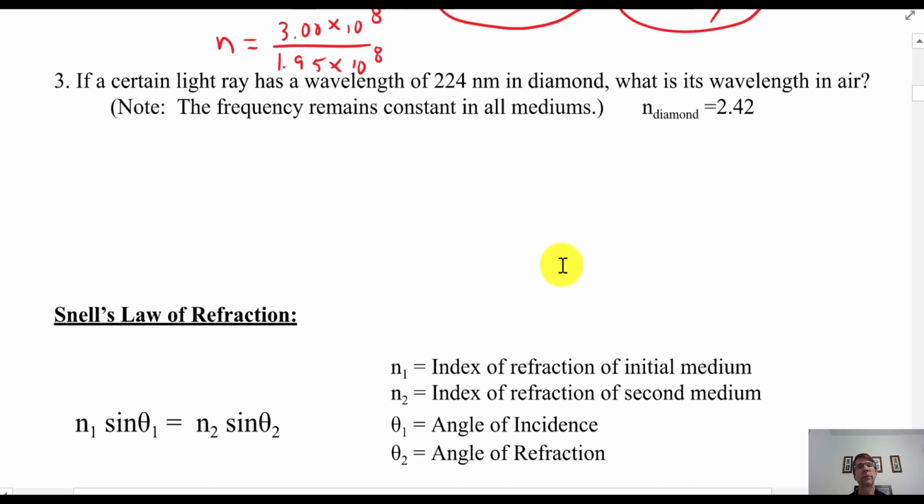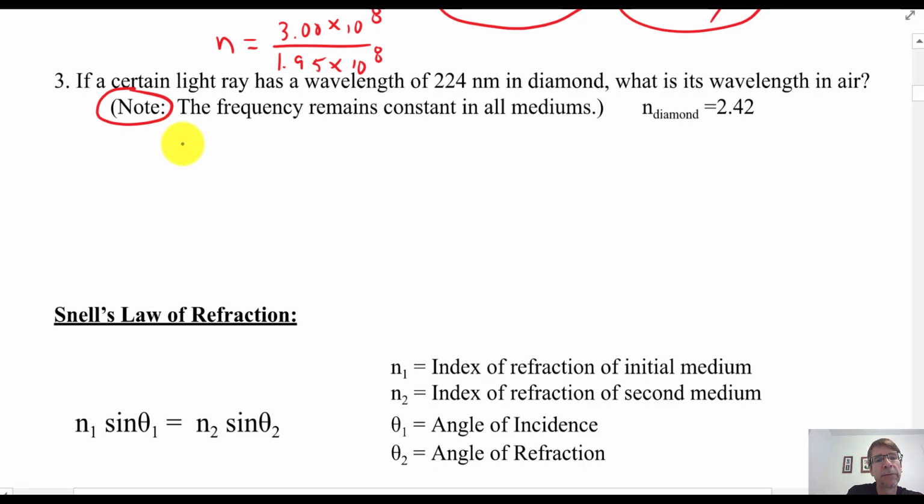Okay, number 3. A certain light has a wavelength of 224 nanometers in diamond. What is its wavelength in air? One note here, which is very important, is that the frequency remains constant when light goes from air to water or to glass or into diamond. So that's the one thing that's going to tie this problem together.